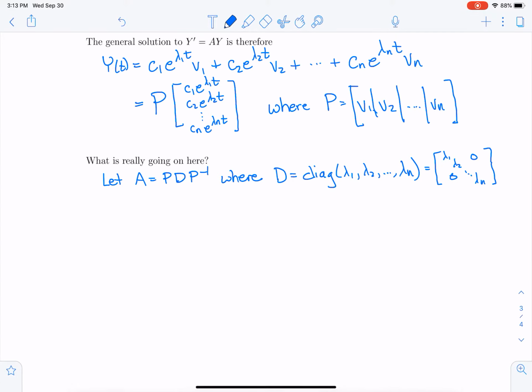Well then, if that's the case, we can actually write our system that way. We can write it as y prime equals P D P inverse times y. Okay, I'm going to multiply both sides by P inverse. So I'm going to say this is P inverse y prime on one side, and then equal to P inverse D, P inverse P D P inverse y on the other side.